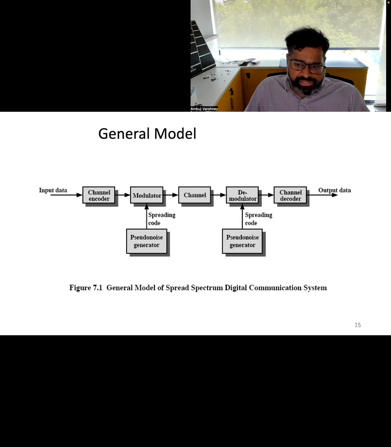the communication channel. And on the receiver side, the reverse operation is now performed. The same spreading code is used to despread the received signal, and it is effectively recovering the original bits. And after despreading, the demodulation is applied to extract the transmitted information.